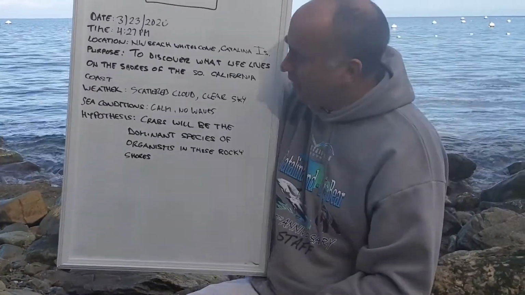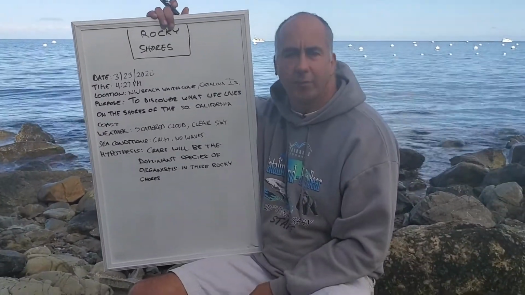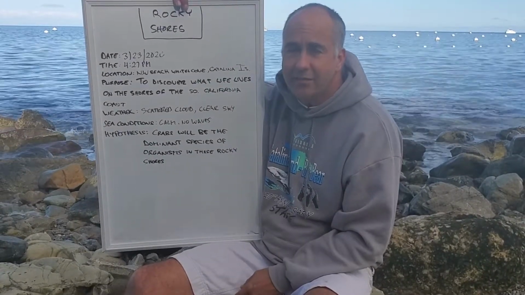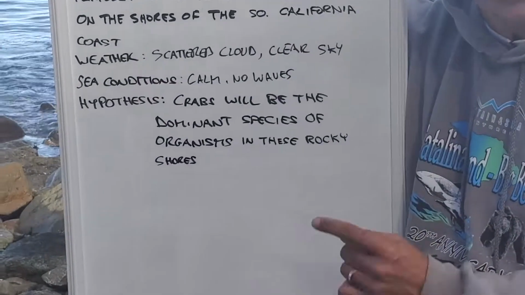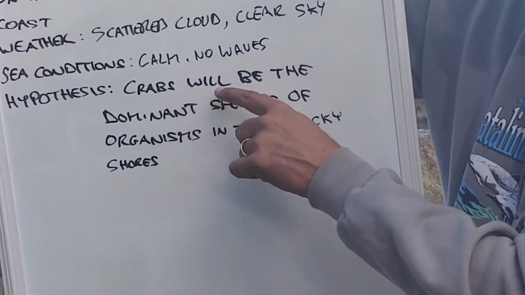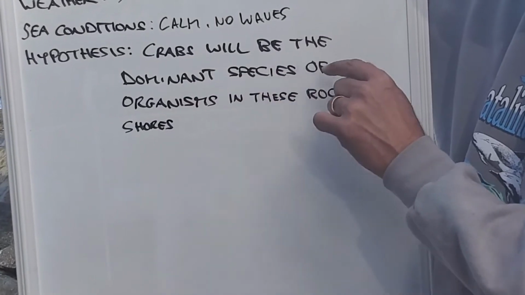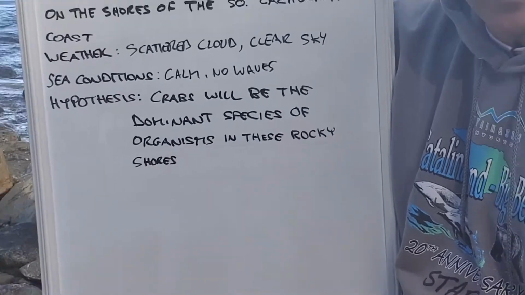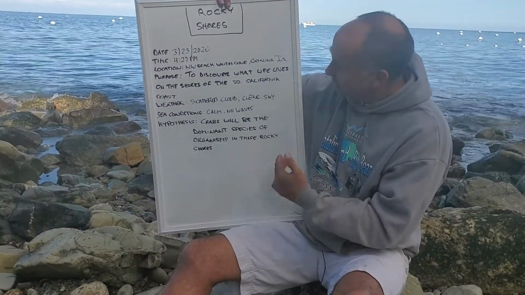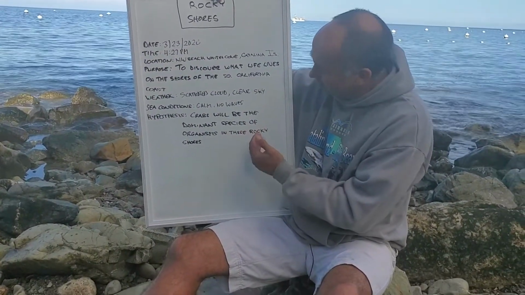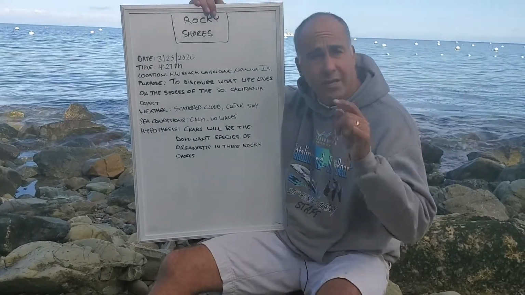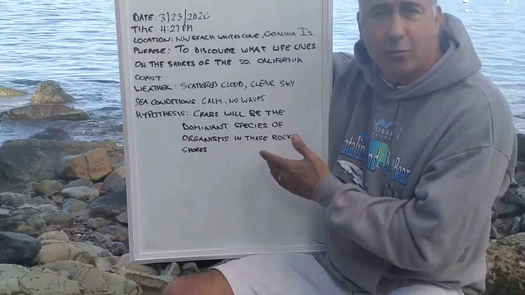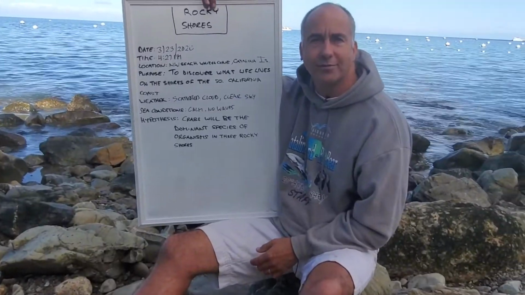Then I have my hypothesis. This is the one, remember, that we talked about. It's an educated guess. What do you predict in your study? Here's what I wrote. Crabs will be the dominant species of organisms in these rocky shores. Now you do an educated guess on your study today. Mine was this one. What is yours?